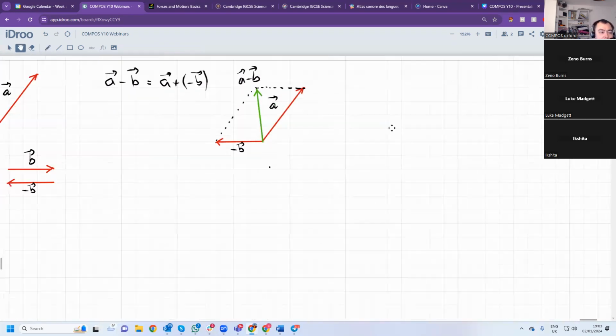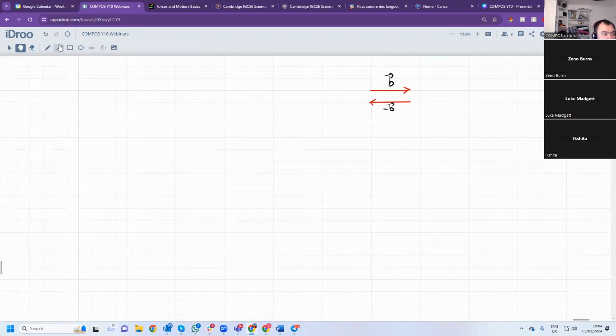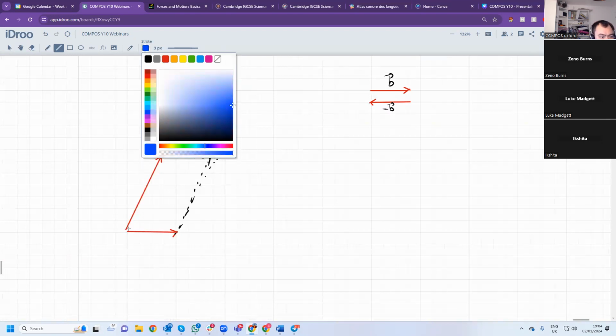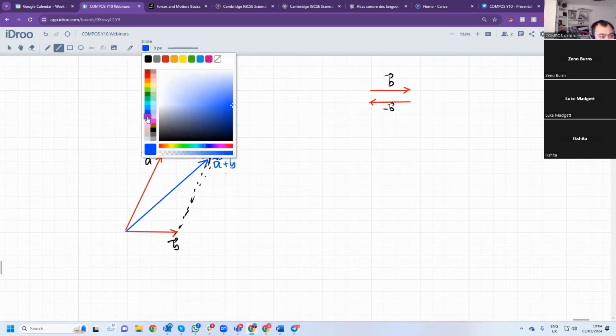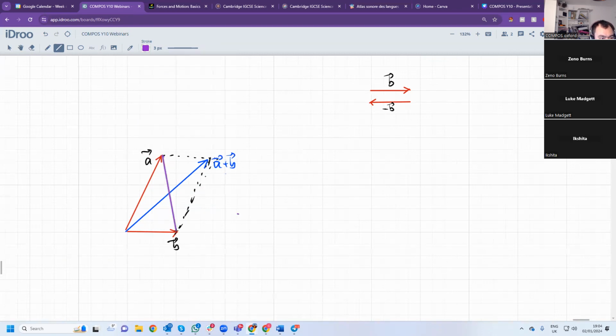And interestingly, if you draw two vectors, vector A and vector B, and you complete a parallelogram, then this vector is going to be A plus B. So this is vector A, this is B, and this vector is A plus B. But if you draw the other diagonal, let's say this one, this diagonal is going to be A minus B. Okay.